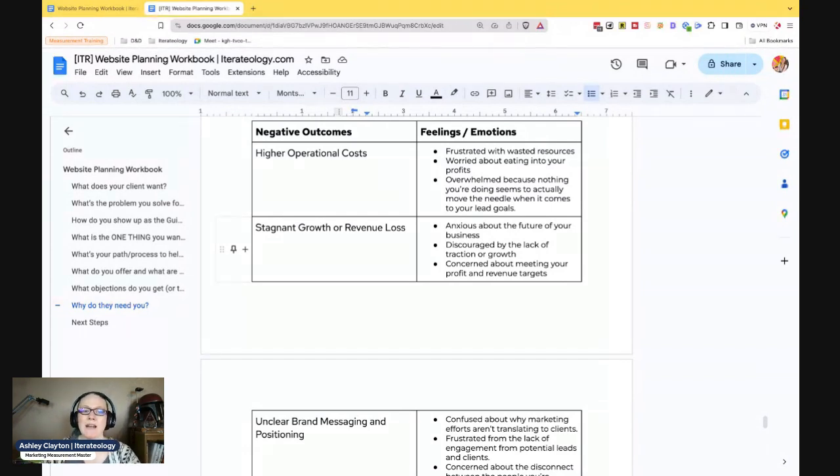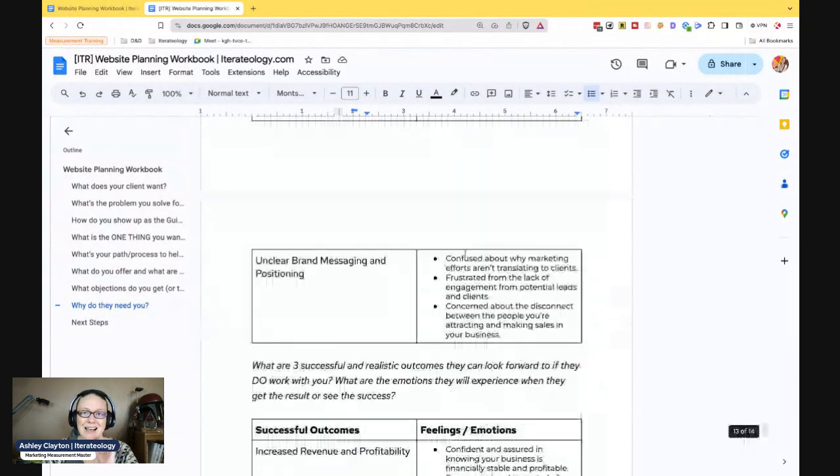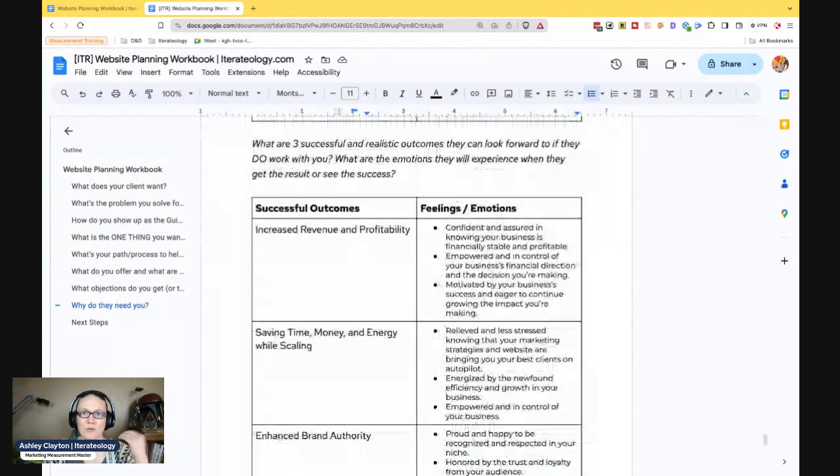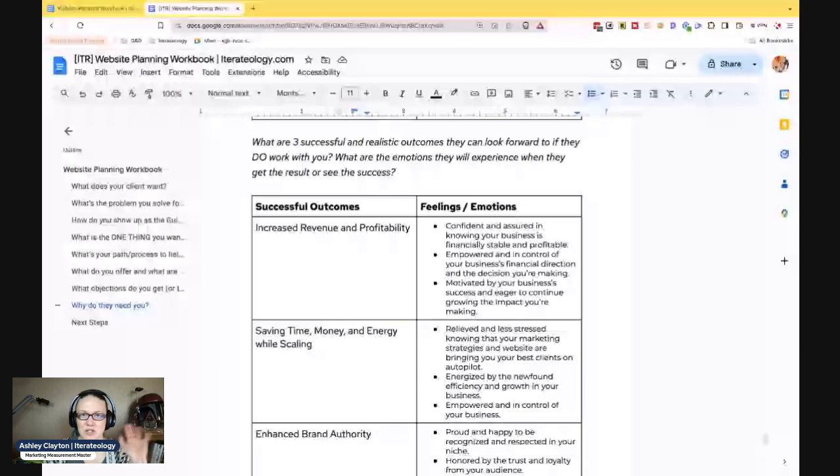But identify three realistic negative outcomes and the feelings and emotions that are associated with those outcomes, because we make decisions based on emotions. I don't remember who to attribute, but there's a quote that talks about that. I think it might be Carnegie. I will look it up later.